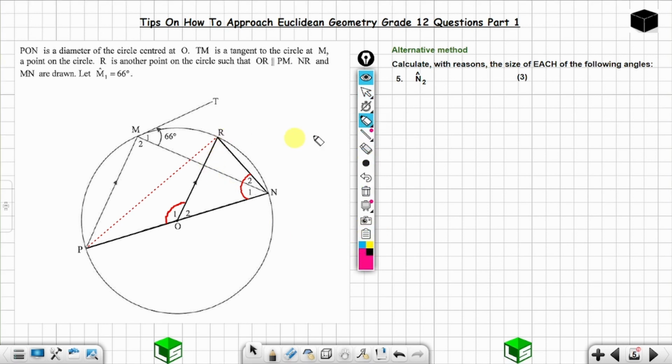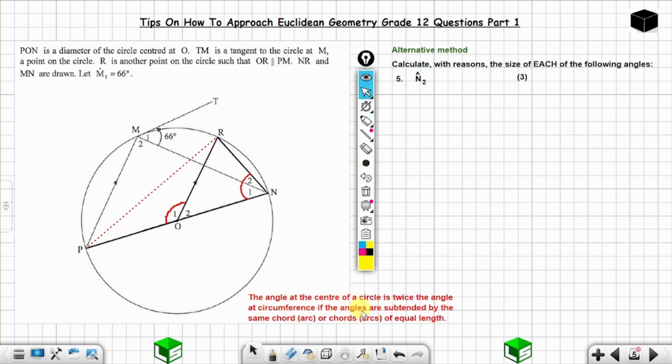By the same chord, you have this angle, N1 plus N2. From the same chord, you have this angle at the center, and using the same chord, you have this angle at the circumference. Let me clean this. So the angle at the center of a circle is twice the angle at circumference if the angles are subtended by the same chord or by the same arc.